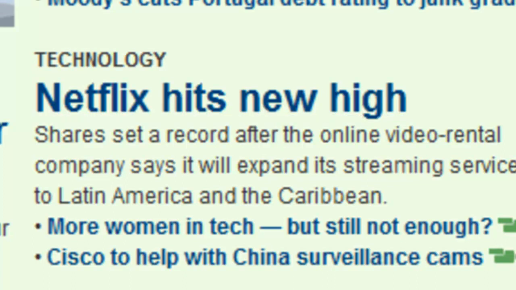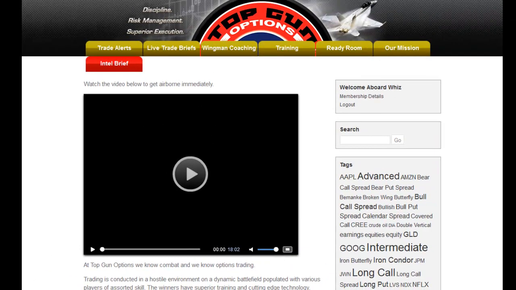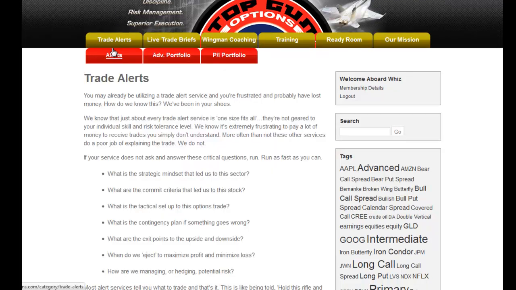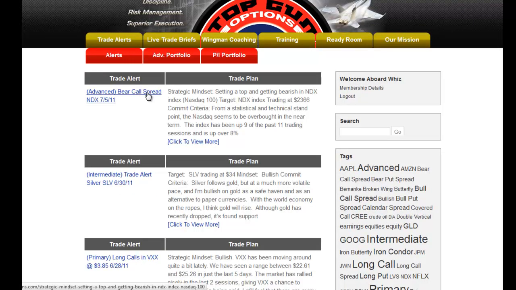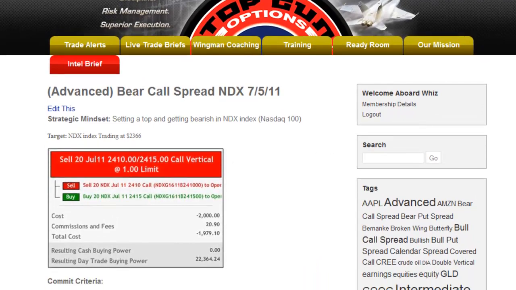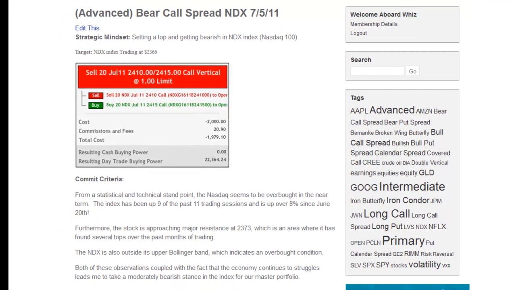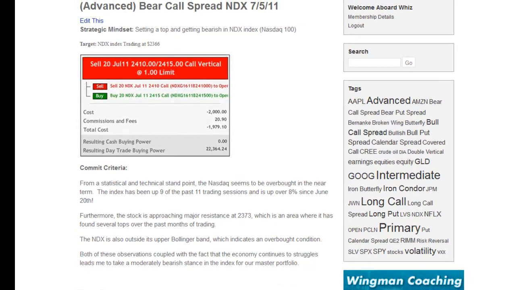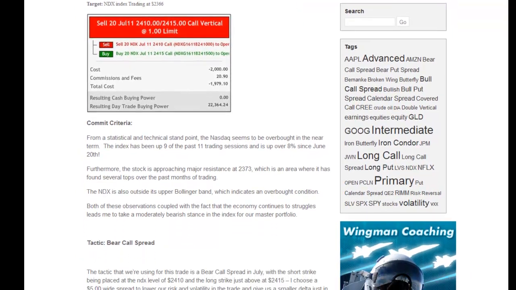So, without further ado, like I said, we're still feeling a little bearish here at Top Gun Options. Again, you don't want to fight the tape or fight the trend, but we issued a trade alert this morning to our subscribers on NDX. Now, that's the NASDAQ 100, and we're looking to set a top in there. So, getting a little bearish, as I said here, feeling a little overbought in the market. So we're taking a look at a bear call spread on NDX. That's selling the 2410 and buying the 2415 calls in July.